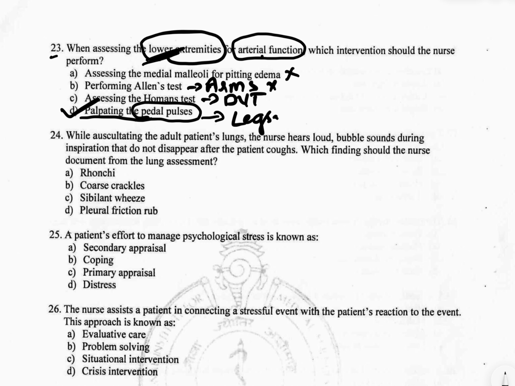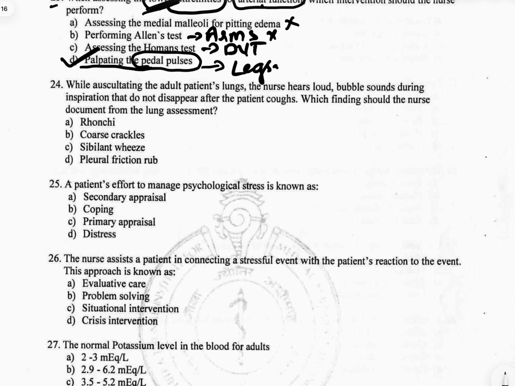The next question is, while auscultating the adult patient's lungs, the nurse hears a loud bubbling sound during inspiration that does not disappear after the patient coughs. Which finding should the nurse document from the lung assessment? In the options they have given four types of sounds which can be heard from the lungs of the patient. First one is rhonchi, second one is coarse crackles, then sibilant wheeze and pleural friction rub.